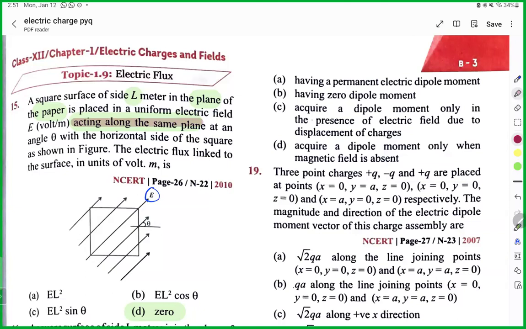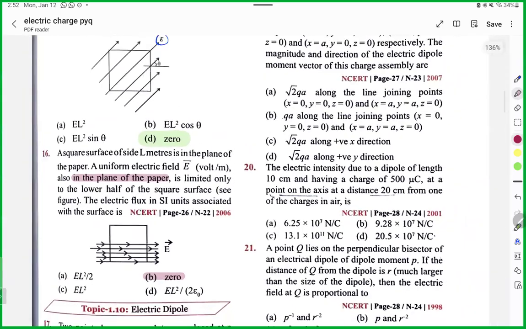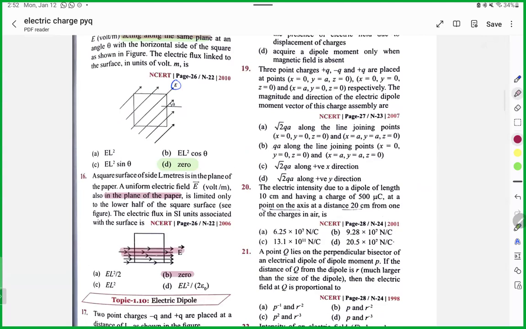If the plane of your mobile and the plane of your pen are the same, the pen will never pass through the mobile. Understood? Same question here: a square surface in the plane of the paper, uniform electric field in the plane of the paper. Both are in the plane of the paper, so again, same answer. Ask your doubt. You can see even through the diagram, they are not entering, they are not perpendicular, but along the paper.